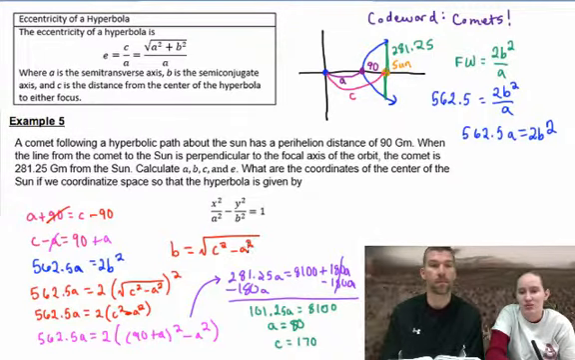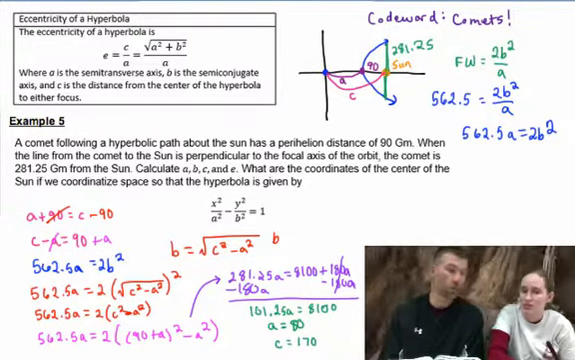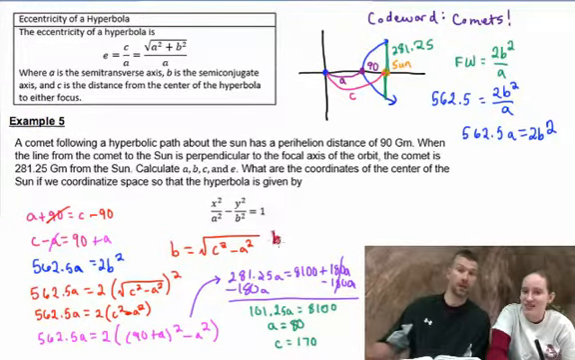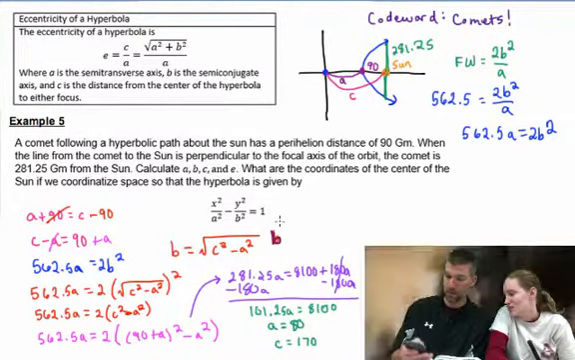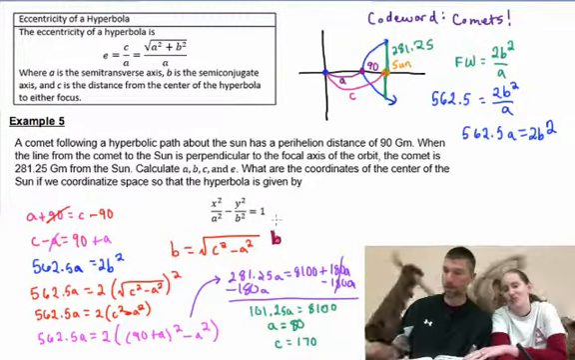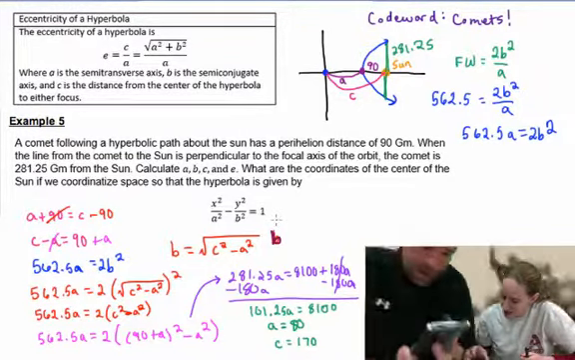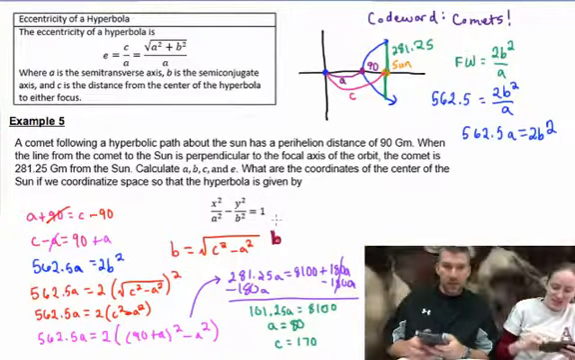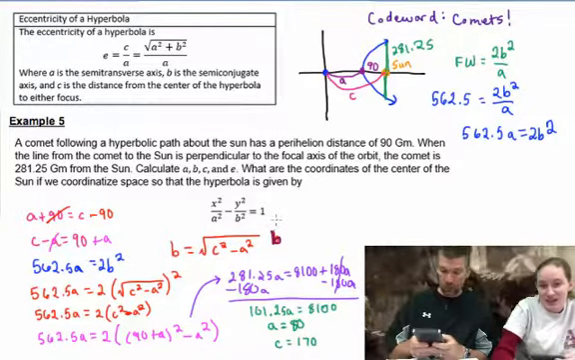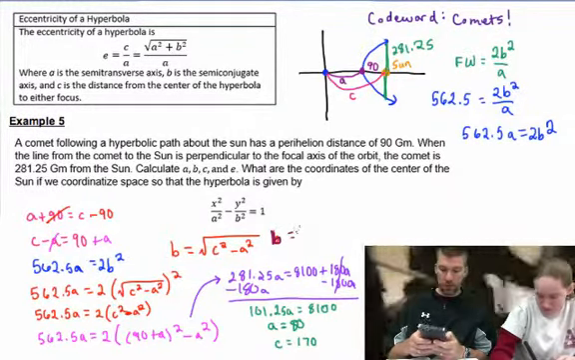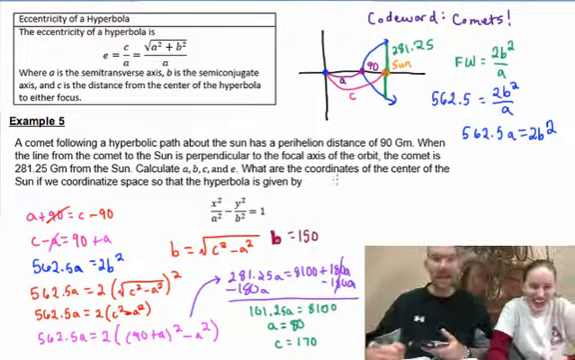Right. So C squared minus A squared, do 170 squared minus 80 squared, and then square root it. I don't have that kind of calculator. 170 squared minus 80 squared, minus 6,400. The Inspire to the rescue. It's 170 squared minus 80 squared equals, square rooted, 150. Okay, so we have A, B, C.